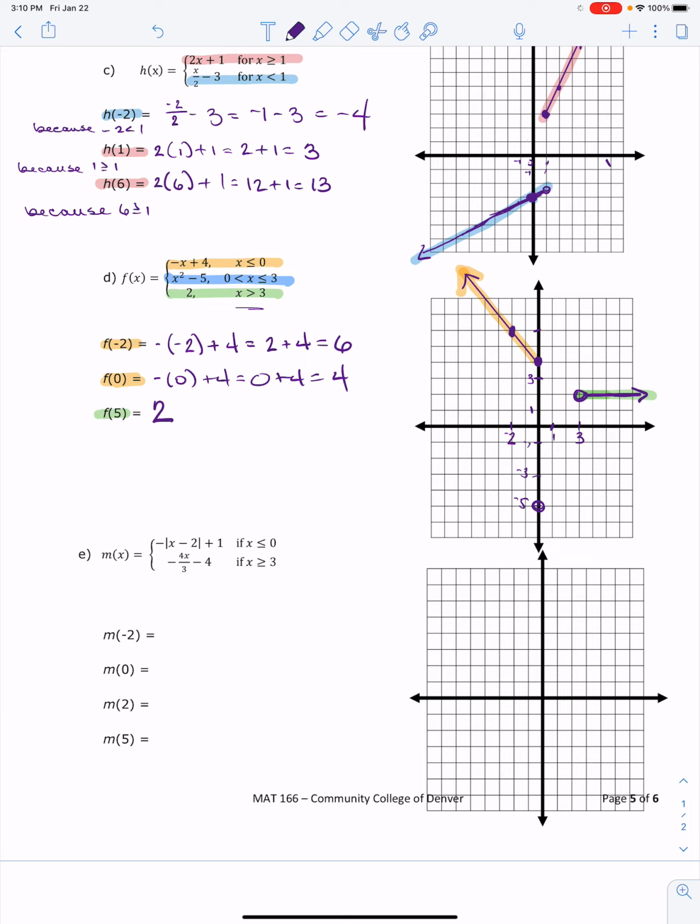This is a parabola. It's probably going to be a little easier for me to just plug and chug. So at 1, I get 1 squared minus 5. 1 minus 5 is negative 4. At 2, I get 2 squared minus 5. 4 minus 5 is negative 1. And at 3, I get 3 squared, which is 9. 9 minus 5 is 4. 4 right there.